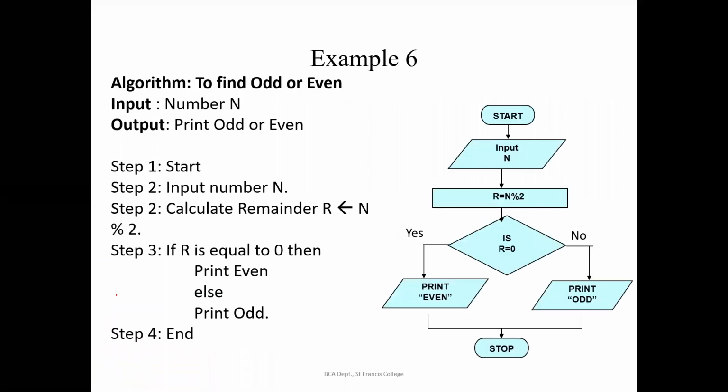So now we are converting into an algorithm. The algorithm name is, we are giving it as, to find odd or even. Input, we are getting an input from the user. We are accepting it in the variable called n. Output will be either printing odd or even. So the first step will be start, and then input number, then calculate the remainder.